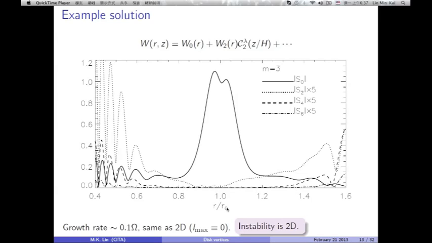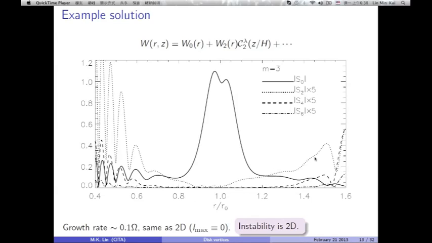I'm only interested in the region close to unit radius, because that is the region where vortices are going to form eventually. In this case, we see the solid line, which is W0, which represents the two-dimensional component of the solution. This component is much larger than the dotted line, which is W2, the first 3D component. So essentially, the 2D component is much larger than the 3D components around co-rotation. And indeed, the instability is essentially two-dimensional. The growth rate is about 10% of the angular frequency, and it's the same whether you do the problem in 2D or 3D. So the instability is 2D.